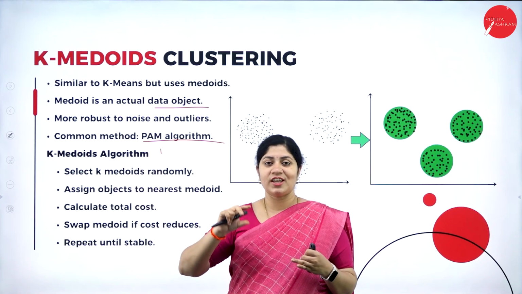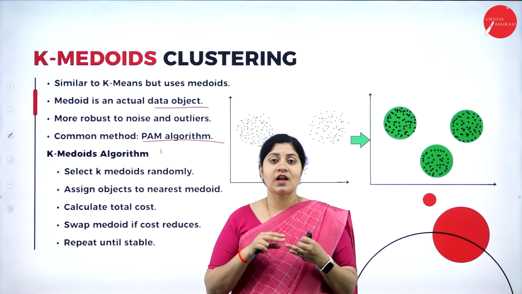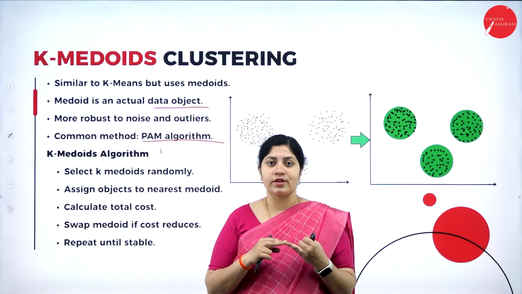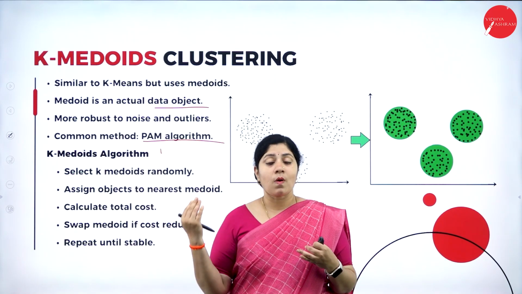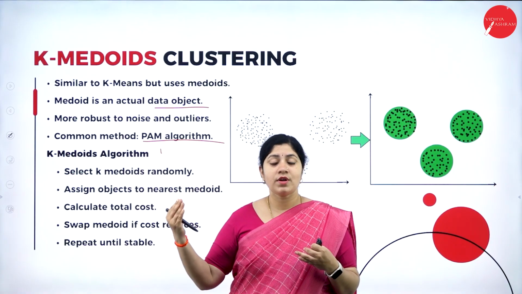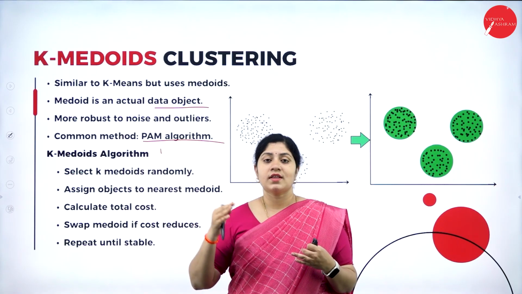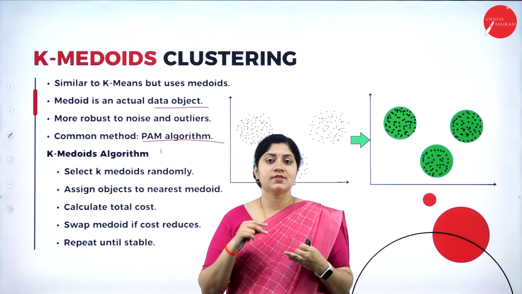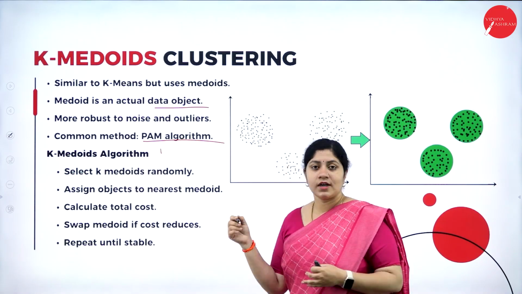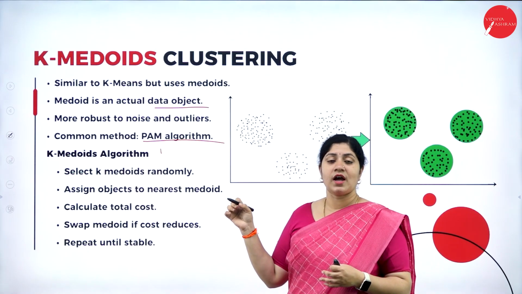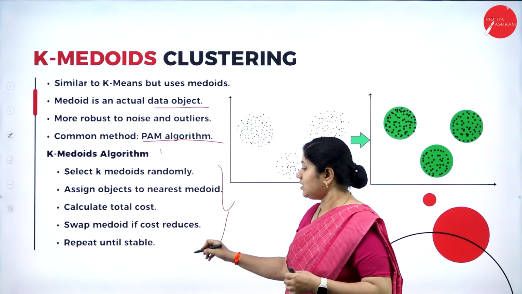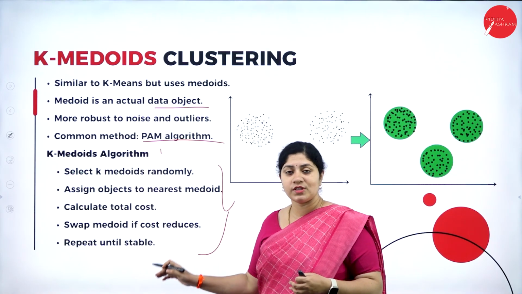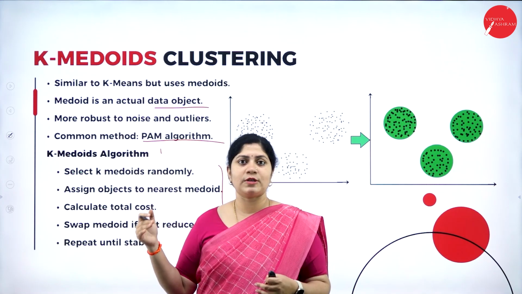Then we have to change our medoid because we can't continue with the same medoid, isn't it? Why? Because we have many neighboring objects whose cost may be lower with another center. Thus we need to continue with the same steps until a stable condition is reached. So these are the very important steps that we need to follow with respect to k-medoid.